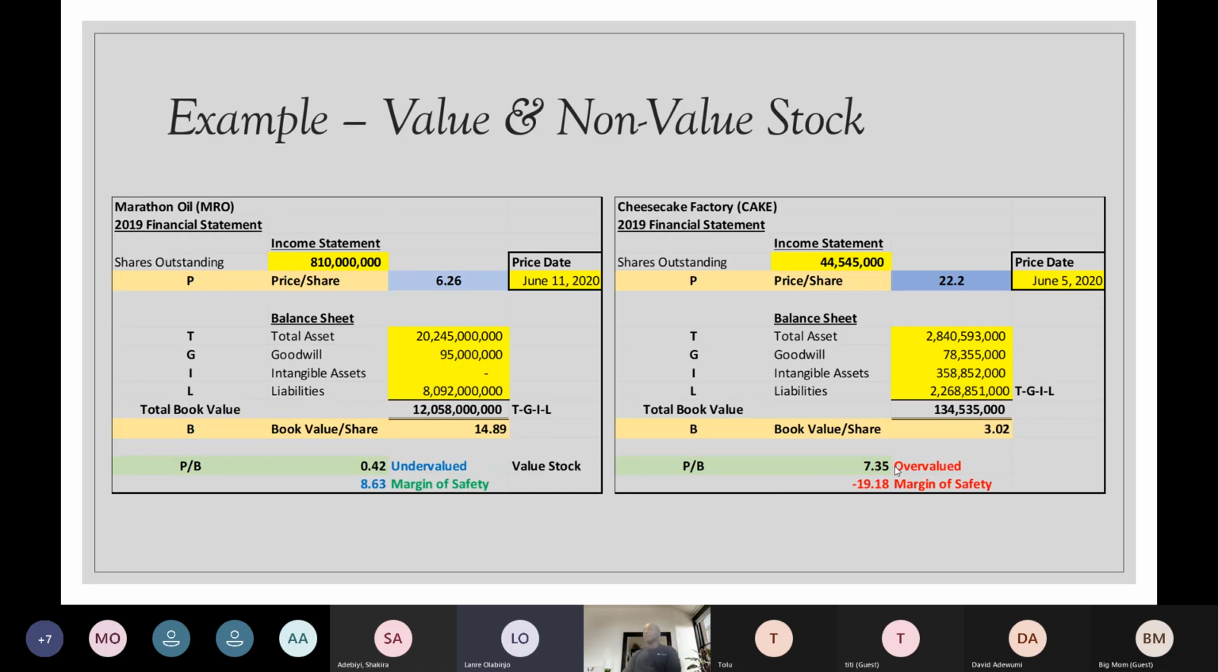So it's overvalued, okay? It's trading 7 times its book value. The price to book ratio, P to B, 22 to 3, is 7.35. It's significantly overvalued. And obviously, it has a negative margin of safety, right? The margin of safety is the difference between the price and the book. And here, the price is higher than the book, so it's negative. Essentially, 3 minus 22.2 is minus 19. Okay?